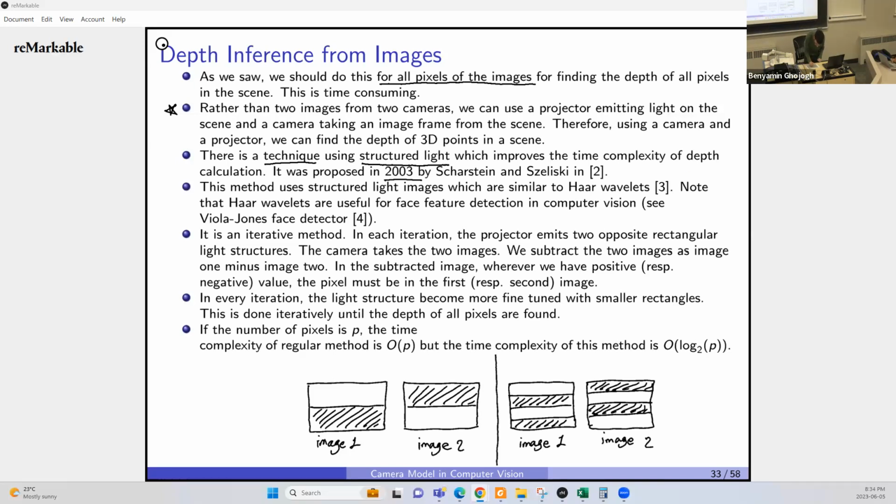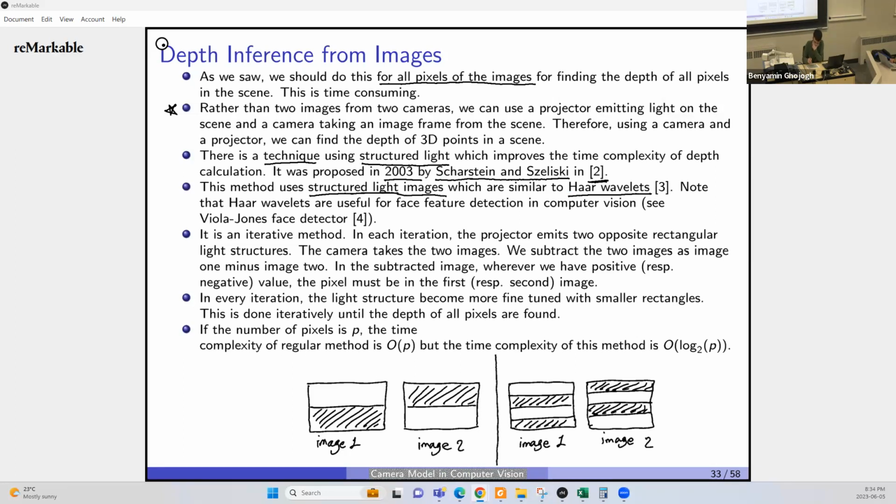It was proposed in 2003, and it was groundbreaking in computer vision. It was proposed by Scharstein and Szeliski. This reference is one of the most important papers in computer vision in camera models. Okay, this method uses structured light images which are similar to Haar wavelets.